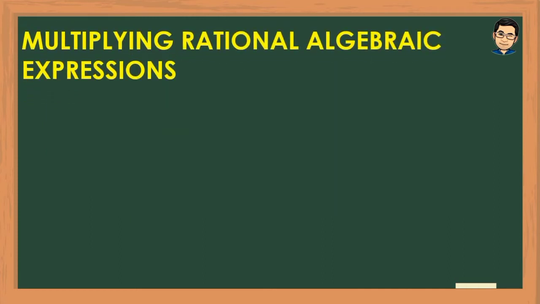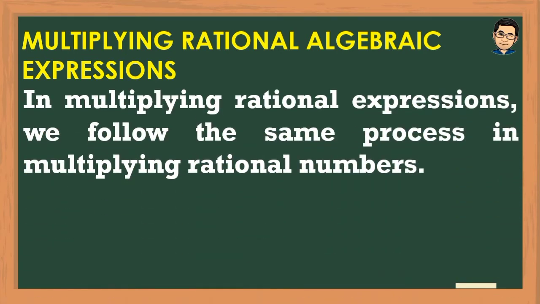So, multiplying rational algebraic expressions. In multiplying rational expressions, we follow the same process in multiplying rational numbers. So, kagaya nga ng sabi ko kanina, kaya ko kayo ni-review sa rational numbers sa pag-multiply, it's because same process lang din po kasi ang gagamitin. So, ang pinagkaiba lang dito, rational expressions na sila, at meron na po silang mga variable. Okay.